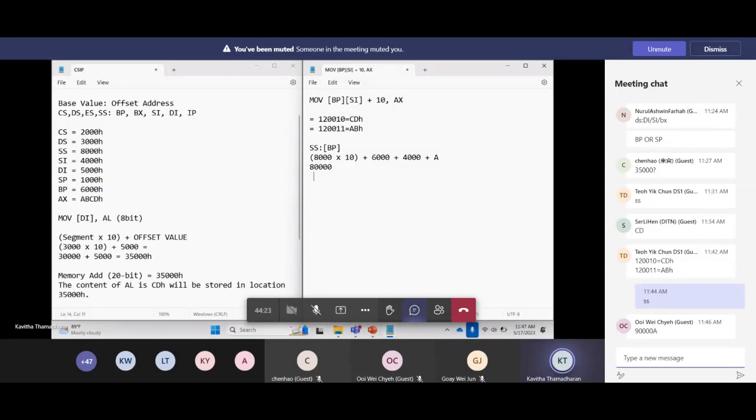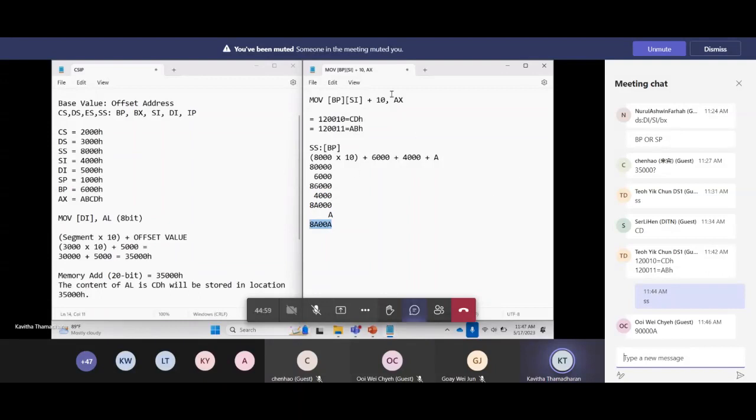So 80,000 plus 6,000, you get 86,000. Then you plus your 4,000, so you get 0, 0, 0. 6 plus 4 is 10, and 10 in hexa is A, so your answer will be 8A000. Then you plus another A, which is your 10. So the total answer will be 8A00A. This is your final location.